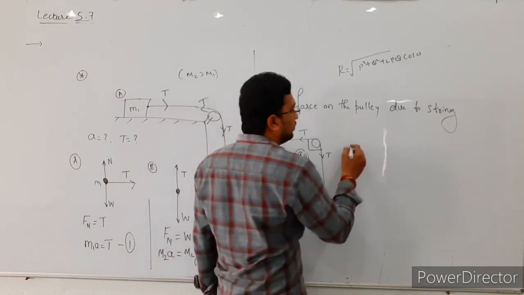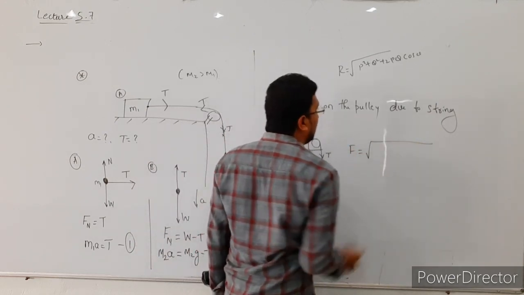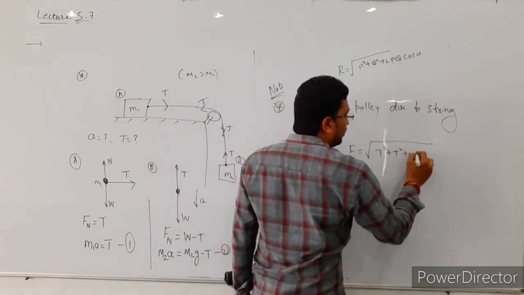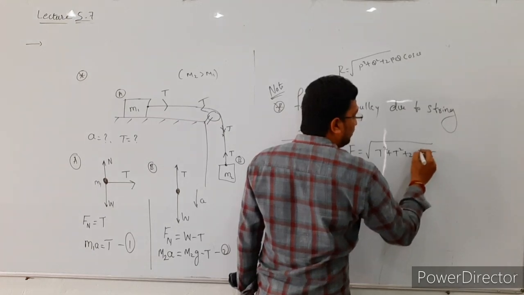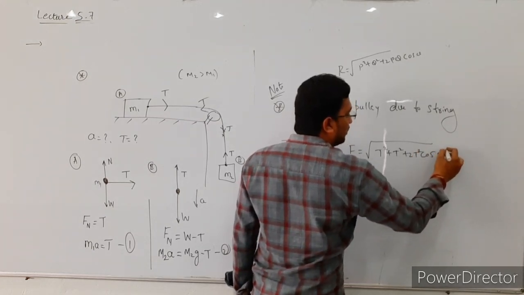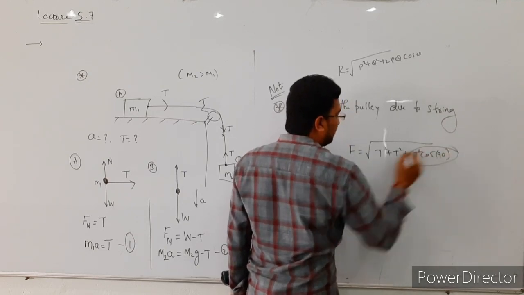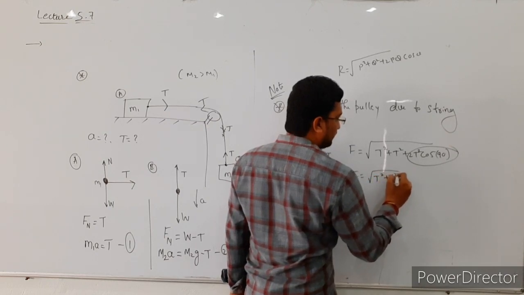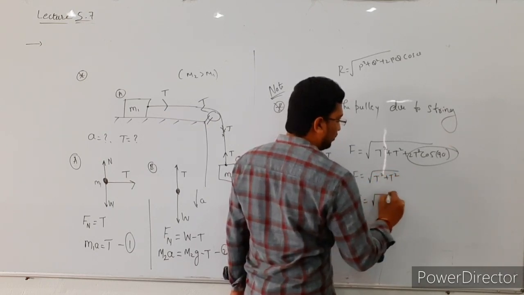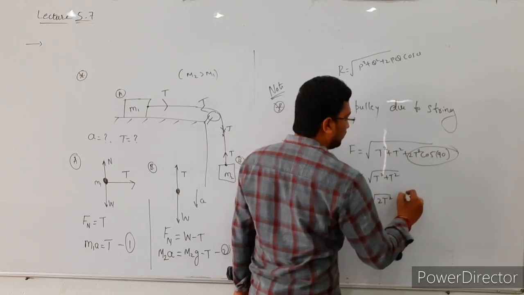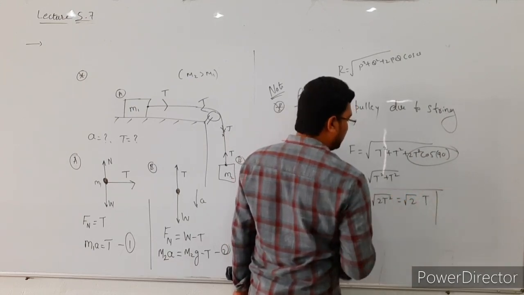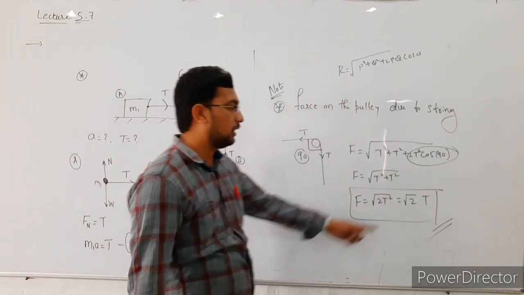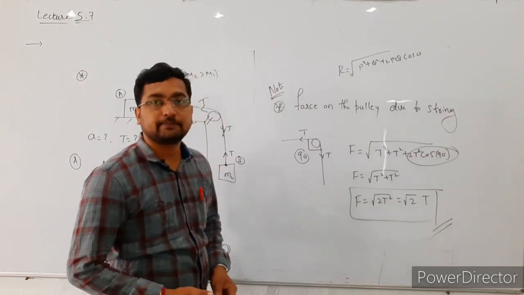So substitute here, then the force acting on the pulley is equal to under root of P value, that is T, T square plus 2T square cos of 90. The cos 90 value is 0, so this whole term becomes 0. Then F is equal to under root of T square plus T square, that is F is equal to root 2T square, so that is equal to root 2 into T. So this much force is exerted by the string on the pulley. So F is equal to root 2 into T.